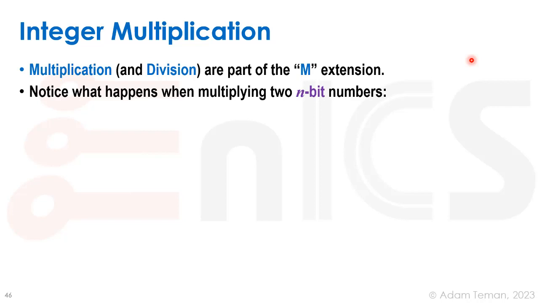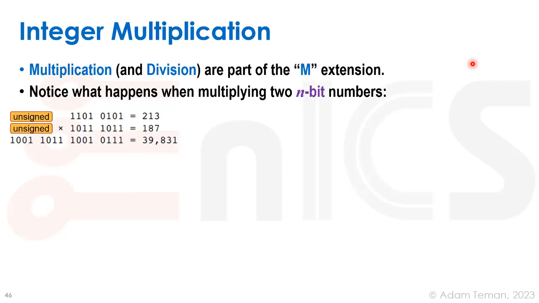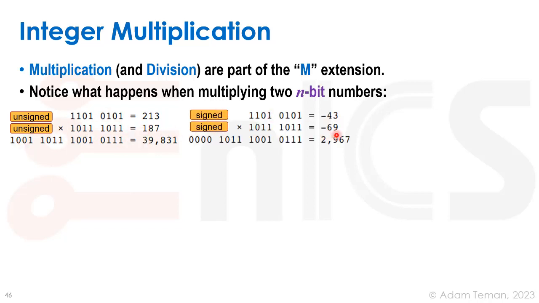So let's look at what happens when we multiply 2 n-bit numbers to understand how RISC-V decided to implement this extension. If we have 2 unsigned integers that we are multiplying with each other, we do this: 213 by 187 equals 39,831, and this is the binary equivalent. If we do 2 signed numbers, we have 2 minuses over here, and this is what happens.